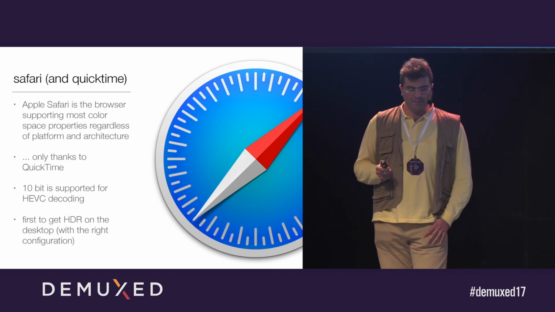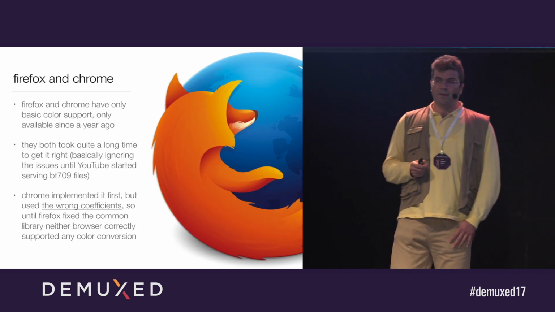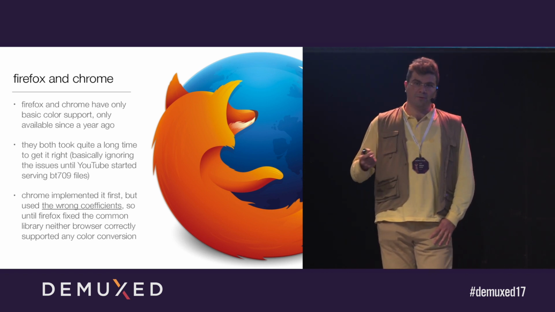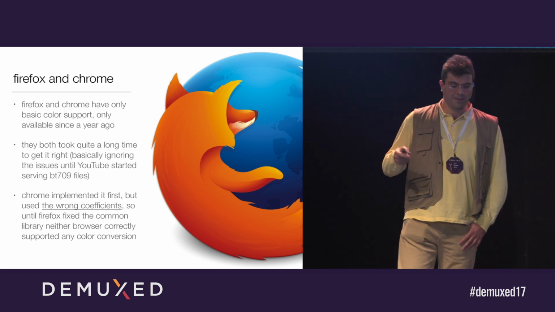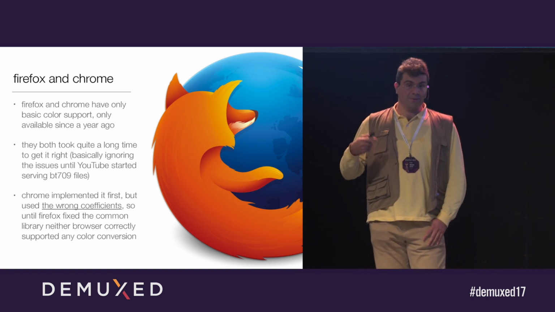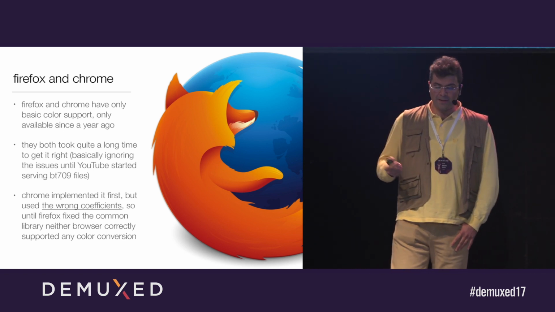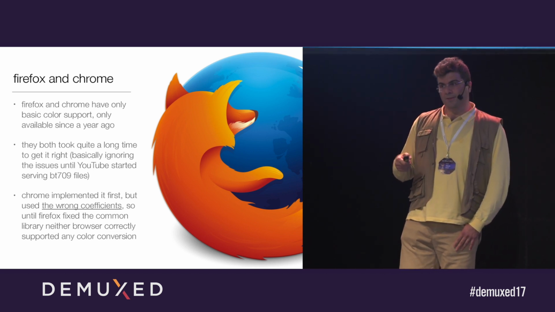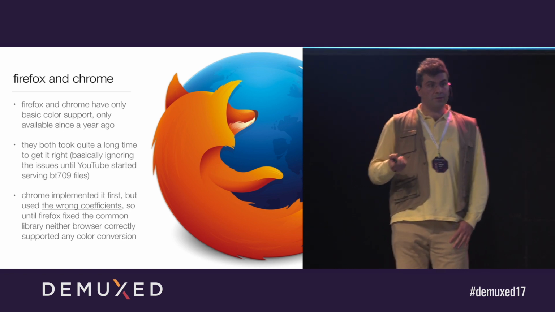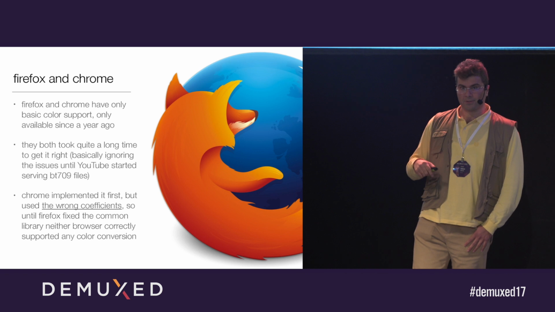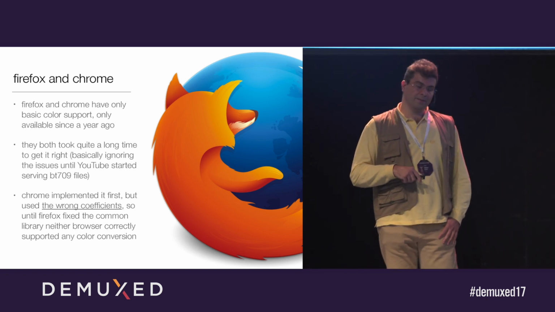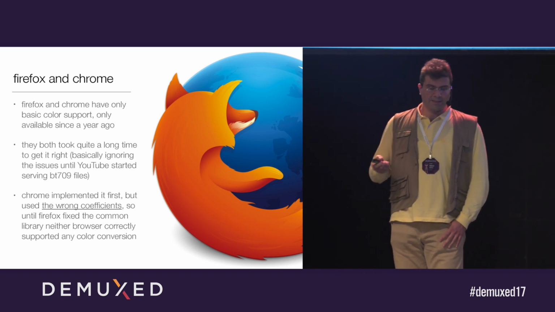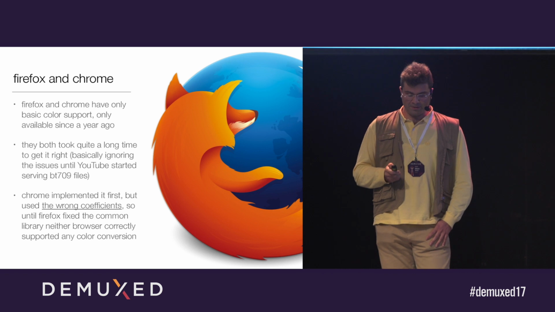The next ones are Firefox and Chrome, which have a kind of shared story. They did not support any color conversion at all, despite our insistent requests, until YouTube started serving BT709 files, and so they started implementing it. Unfortunately, Chrome chose the wrong coefficients, and colors looked wrong for a long time until Firefox also implemented BT709 and fixed the coefficients used in the shared library. This is a great example of open source collaboration, in my opinion.